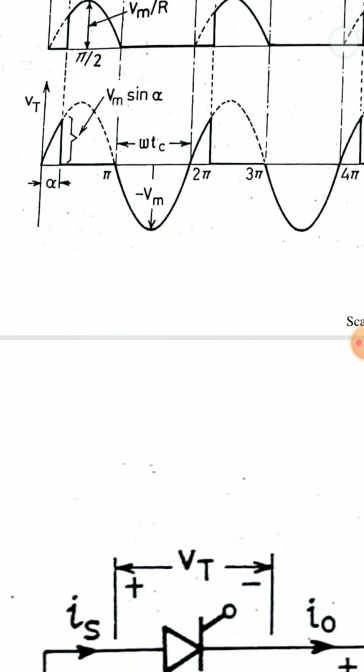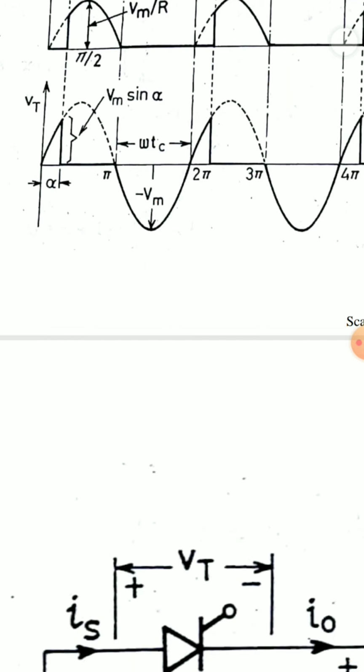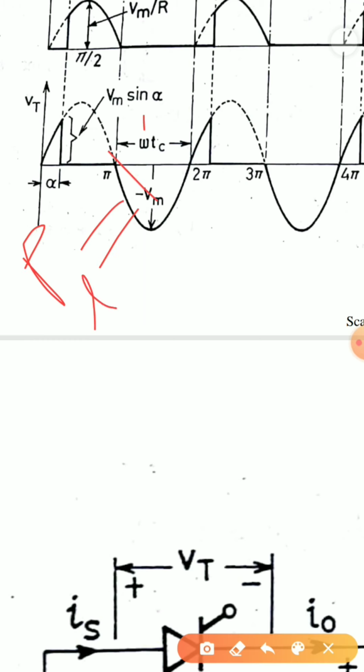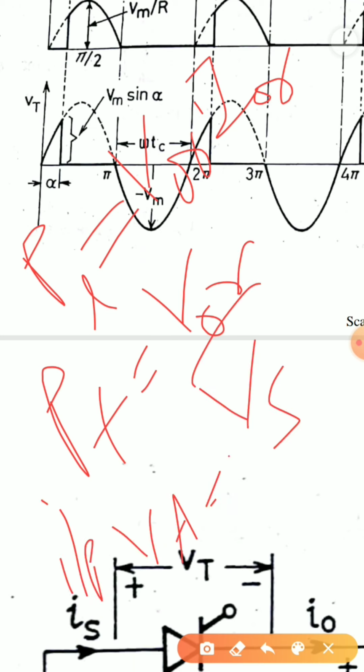Now if I know the RMS output voltage value, the current value can easily be found out, VOR by R. If I have to find out the power delivered to my load, it is nothing but VOR into IOR. Then if I have to find out my power factor, I can simply write VOR by VS. If I have to find out the input volt amperes, I can write it as Vs into IOR.